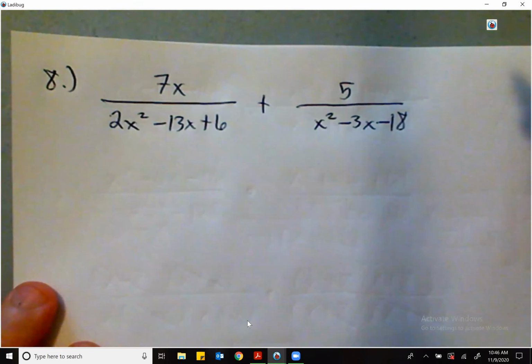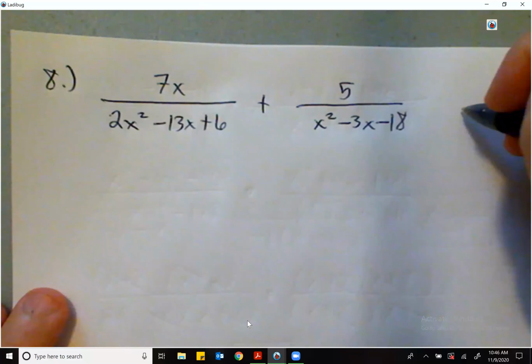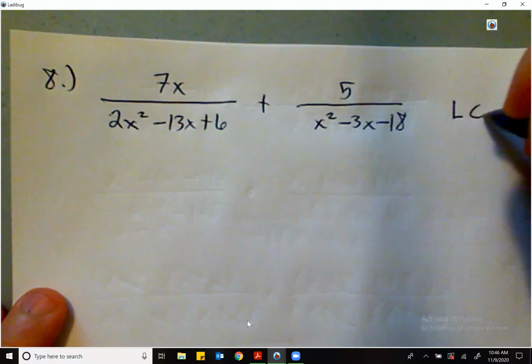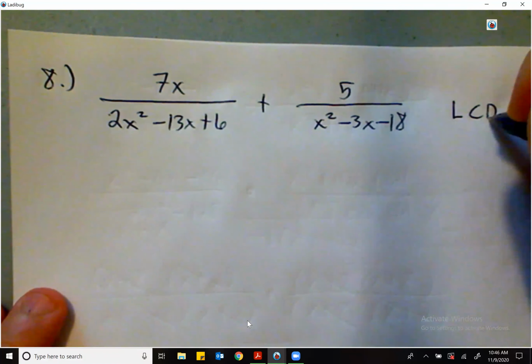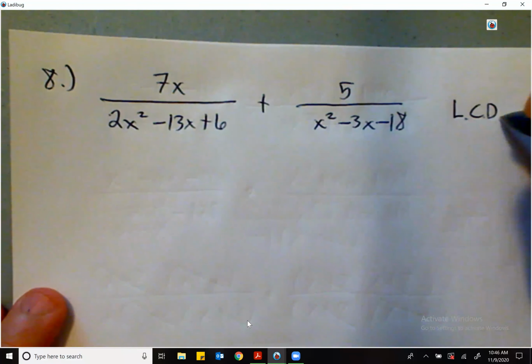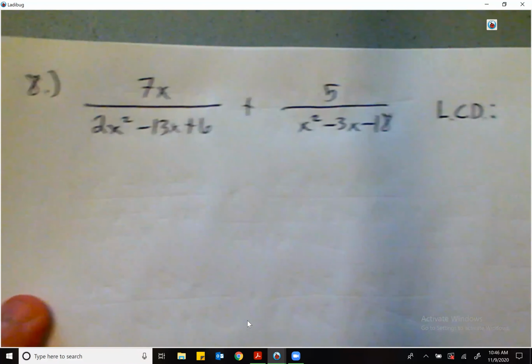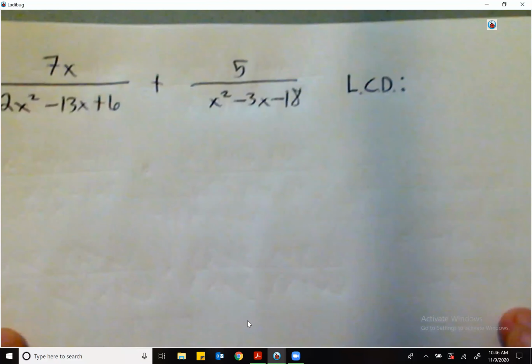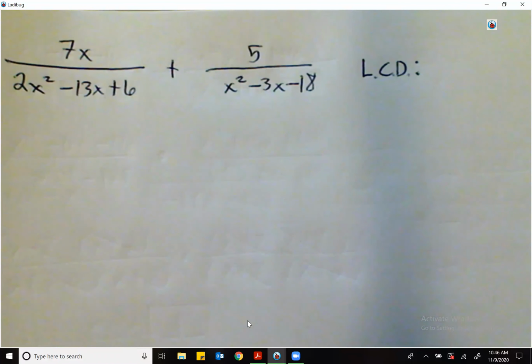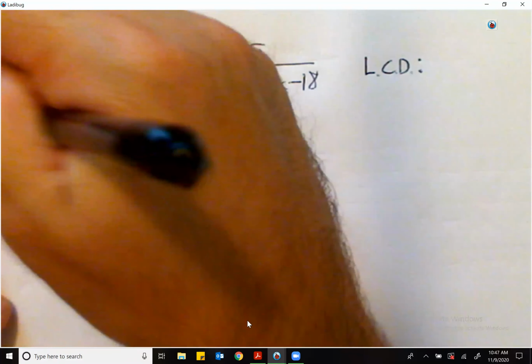2x minus 1, x minus 6. And that'll work. And then over here, what does x squared minus 3x minus 18 factor to? x plus 3, x minus 6.